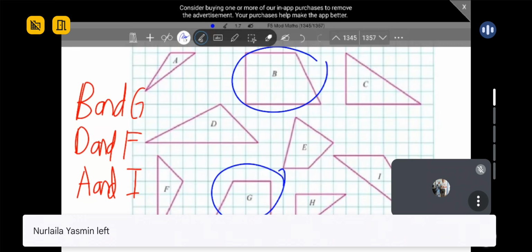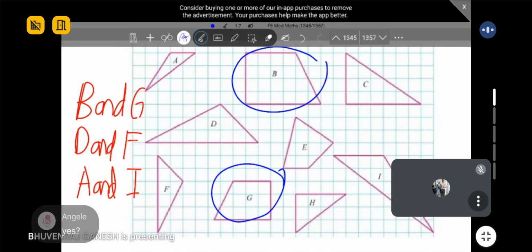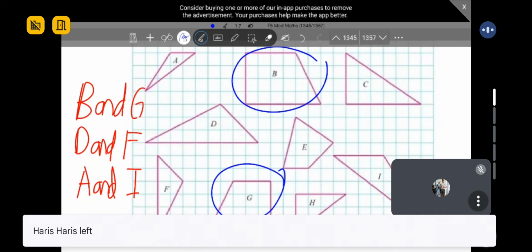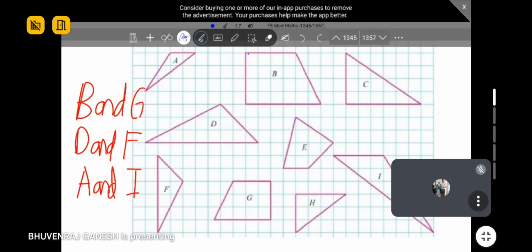Okay, guys, B and G. Are the shapes similar? Yes, of course similar. They are trapezium. Am I right? Don't see the size. See the shape. Shape is trapezium. Okay. So second thing, can you all compare this one and this one?